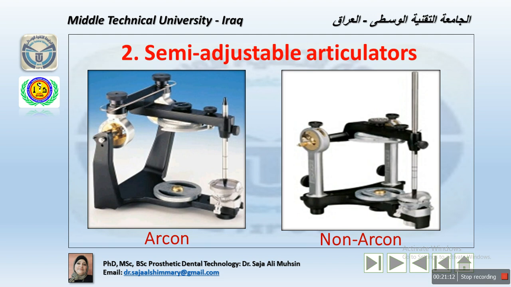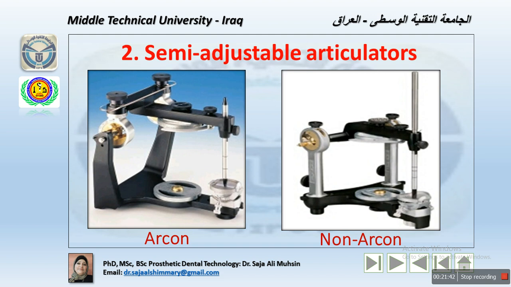The semi-adjustable articulators have an adjustable horizontal condylar path, adjustable lateral condylar path, adjustable incisal guide table, and adjustable intercondylar distance. The degree and ease of this adjustment differ, of course, from type to type, but they are all called semi-adjustable articulators. There are two types of semi-adjustable articulator.